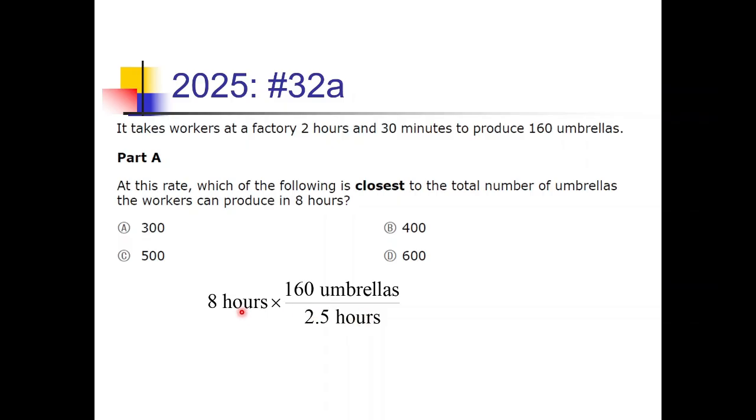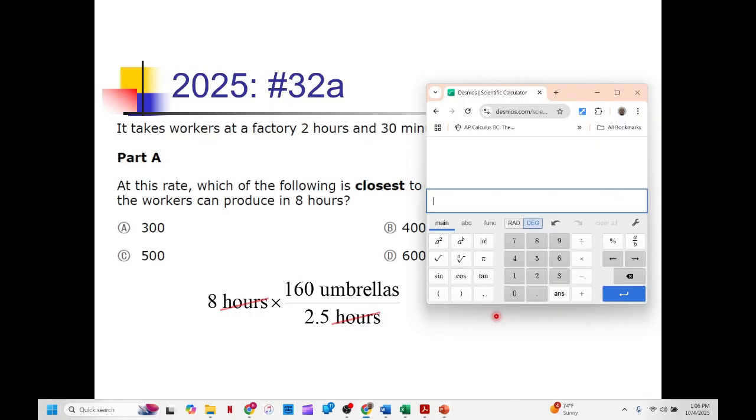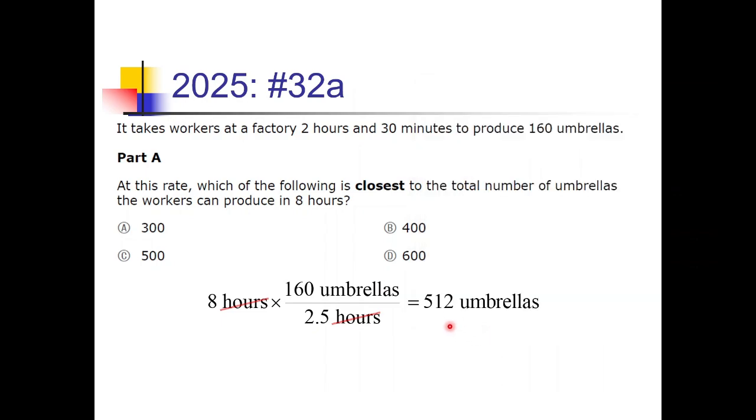And if I do this, my hours units cancel out. And now I can just multiply all this stuff out. I have a calculator available, so I might as well use the tools I have. Let me do 8 times, and let me make a fraction, 160 over 2.5, and that all comes out to 512. Now the closest answer to that is going to be choice C, 500.